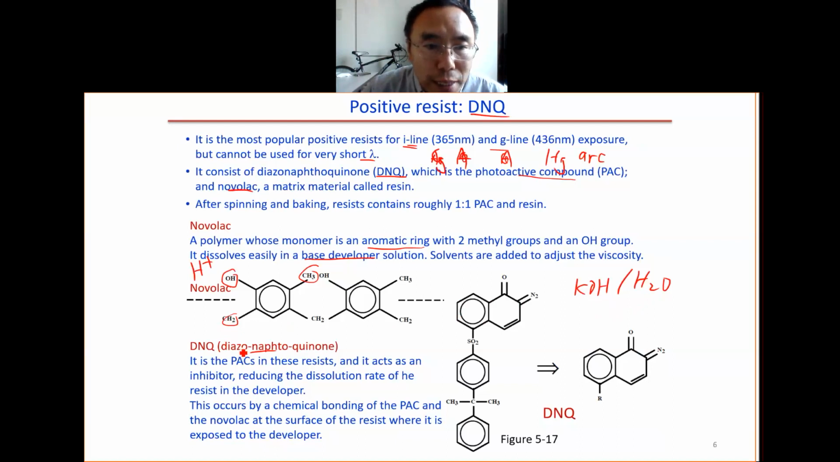For the DNQ, the photoactive compound, this is the chemical structure. It is not soluble in the developer, so it is called an inhibitor. We mix the Novolac and the DNQ together, and overall it is not soluble, because the DNQ protects the Novolac from dissolution. So it reduces the dissolution rate of the resist in the developer. This is how it works.